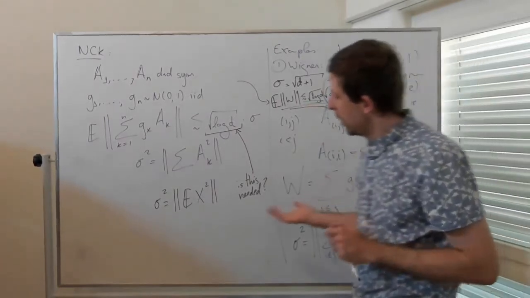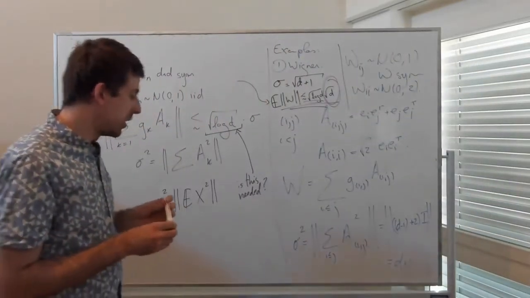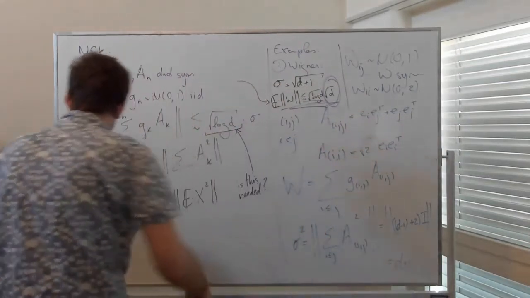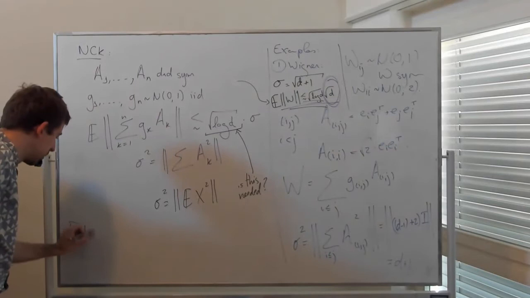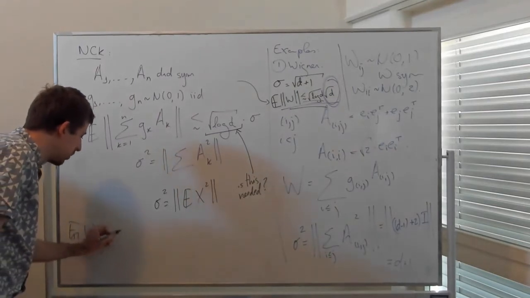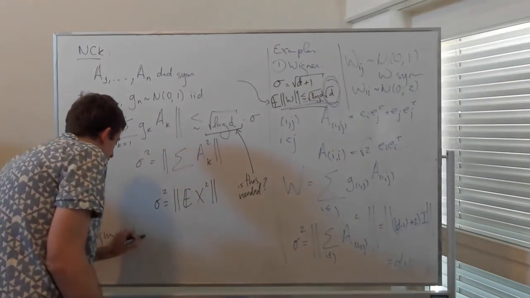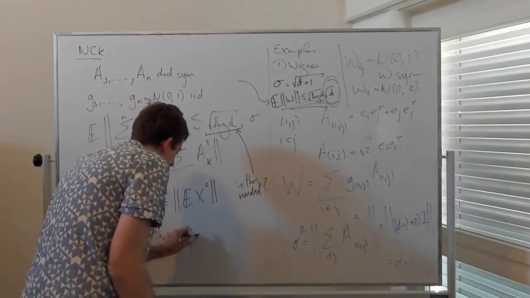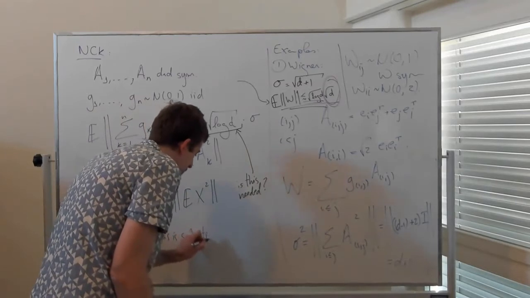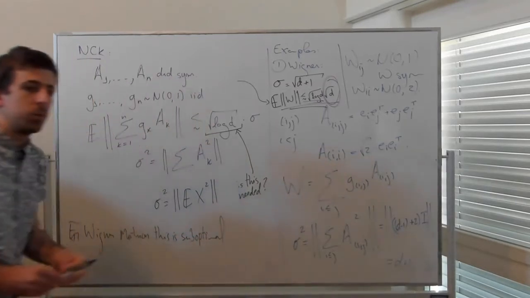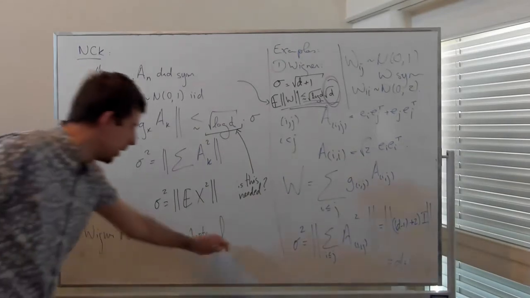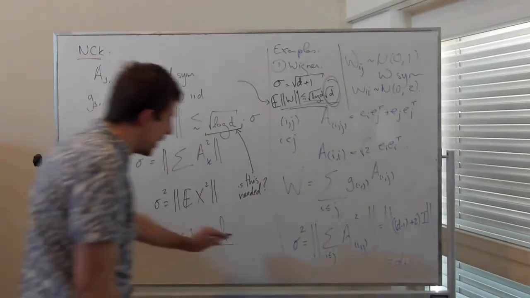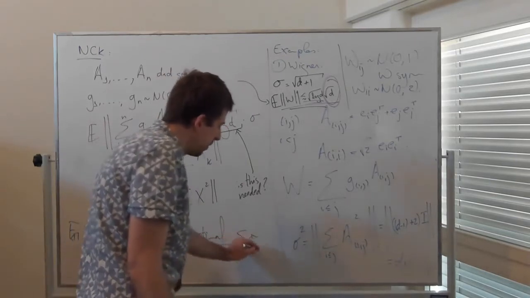So for Wigner matrices, the square root log d does not belong. It's suboptimal. For Wigner matrices, this is suboptimal. So now, in particular, the log d factor doesn't belong. The right answer is something like sigma.